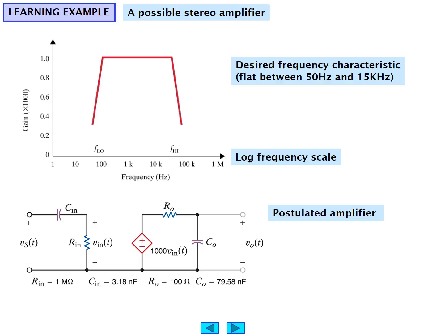It's a typical example of an active circuit. We have a capacitor input with the resistor input, and that develops Vin as a function of time from a source. We have a dependent source which takes the value of Vin and multiplies it by 1000. That makes it an amplifier. And we have an output R0 and a capacitor in parallel with the output C0 to give us our output voltage V0. Typical values for Rin would be 1 megaohm, Cin would be about 3.18 nanofarads, R0 would be 100 ohms, and C0 would be 79.58 nanofarads. So that's what we postulate would be this amplifier.